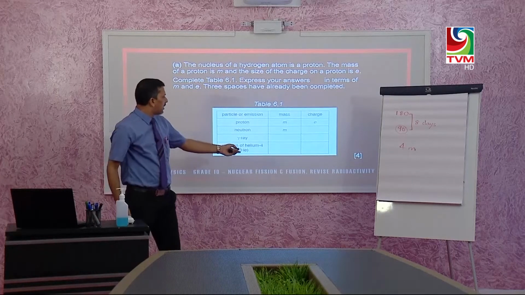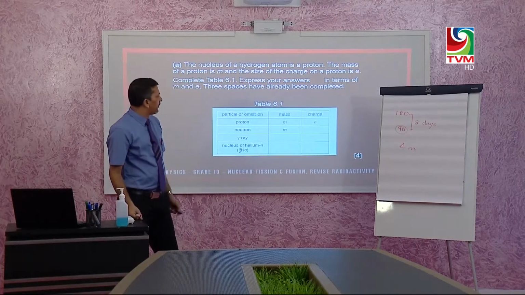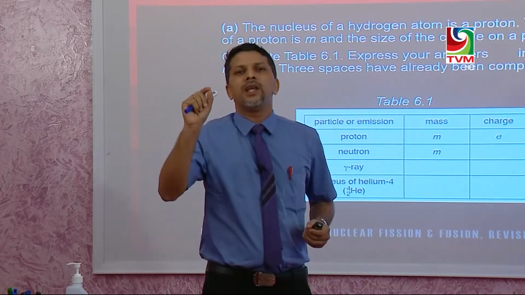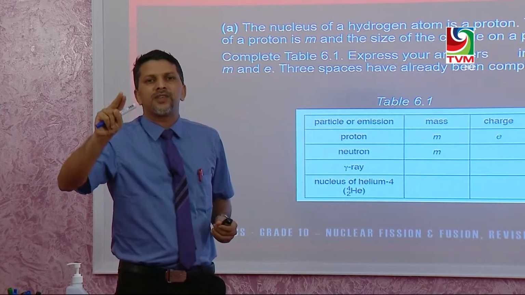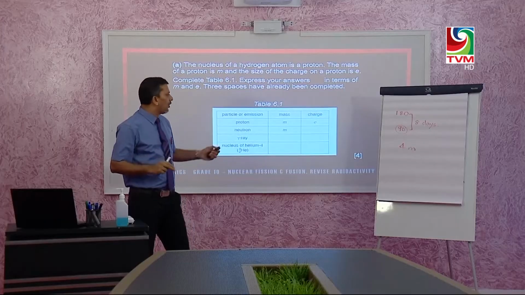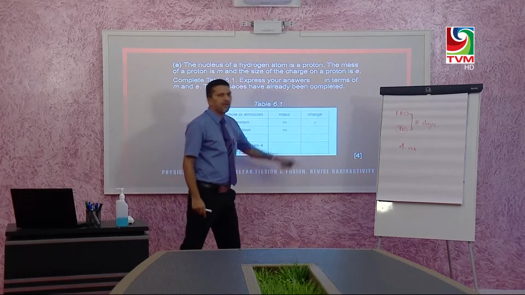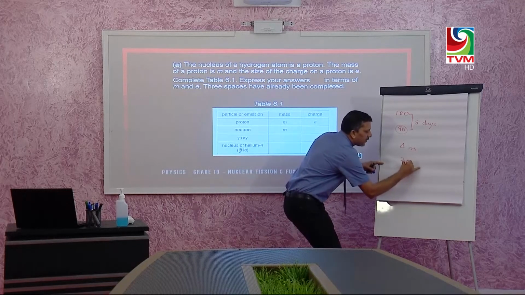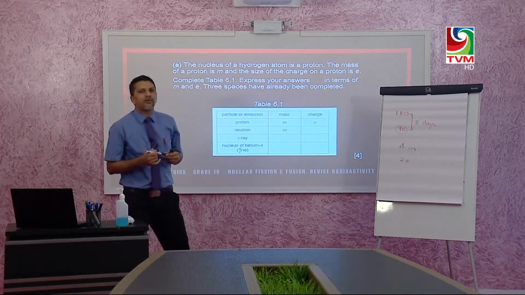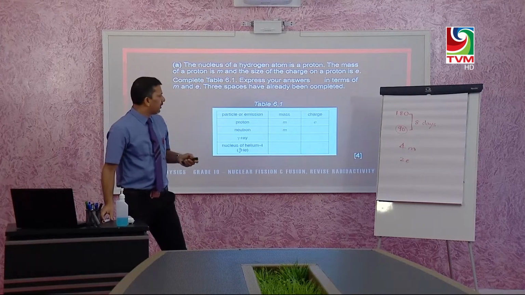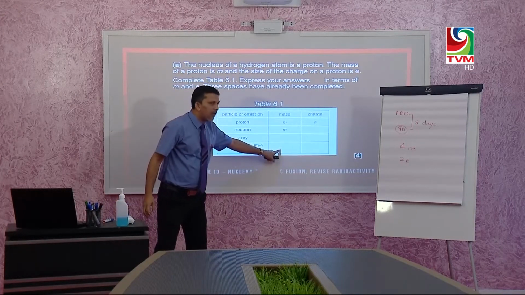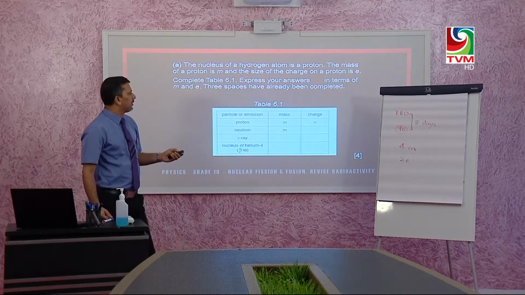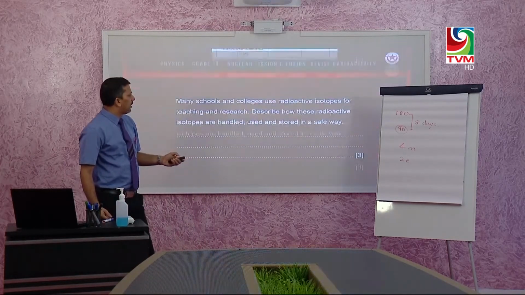And the charge of the helium nucleus. The helium nucleus contains protons and neutrons. It contains 2 protons, so the charge is 2. Here the proton charge is given as E, so the answer is 2E. 2E is the answer to that question. Understood? Okay, here 4m and here 2E. Okay, clear? Then next part of this question.